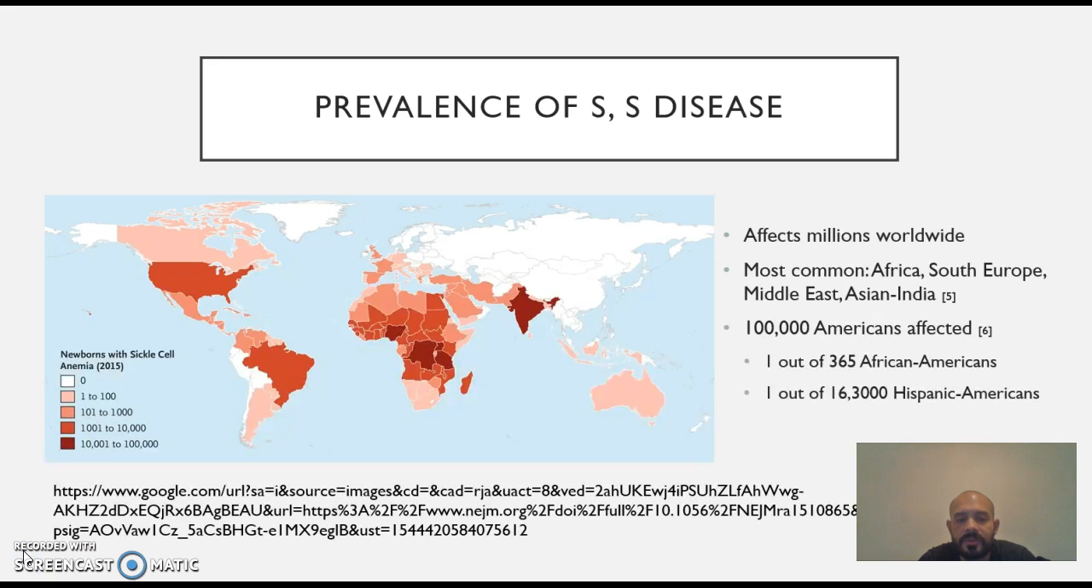The prevalence of sickle cell disease. Sickle cell disease affects millions of people worldwide. It's more common in areas such as Africa, Southern Europe, the Middle East, Asia and India, and it also affects at least 100,000 Americans: 1 out of 365 African Americans and 1 out of 16,300 Hispanic Americans.